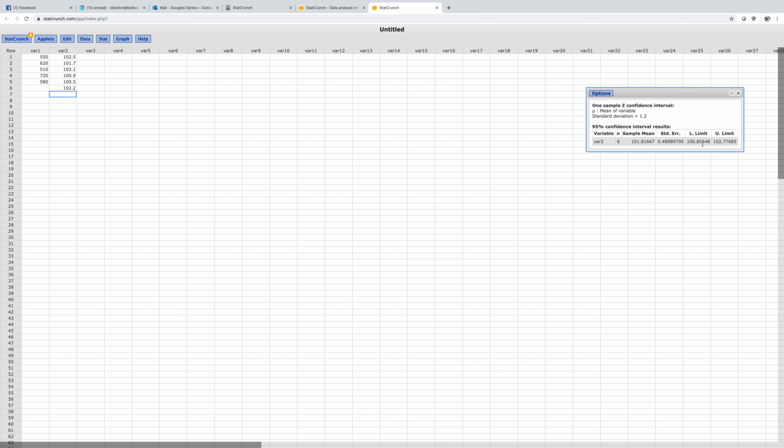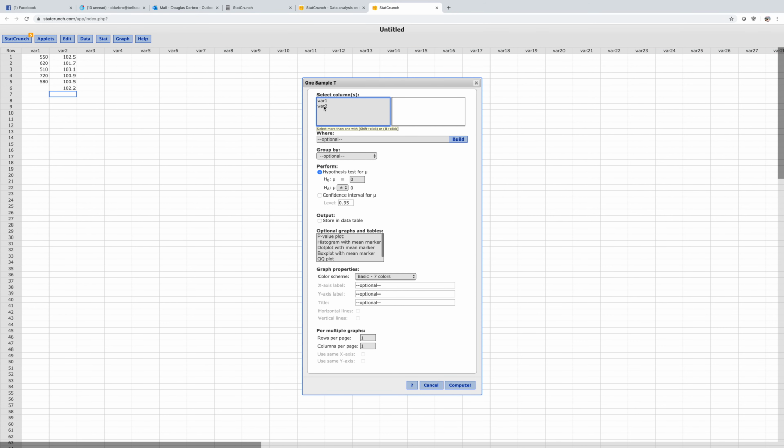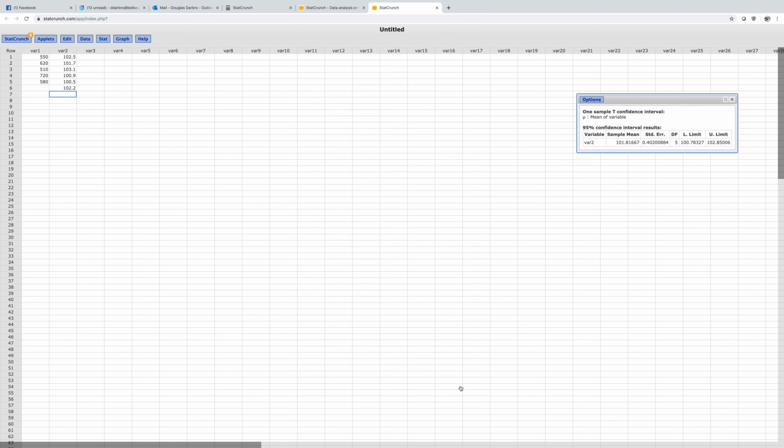Now, the second part: calculate the 95% confidence interval given that the student has no information about the population standard deviation, which is typically the case. In this case, you're going to use a t interval. Select variable 2. Notice that it doesn't give you anywhere to input the population standard deviation, because it knows that if you're there, you don't have it. So the lower limit is 100.78, the upper value is 102.85, and the margin of error is plus or minus 1.07 or so.